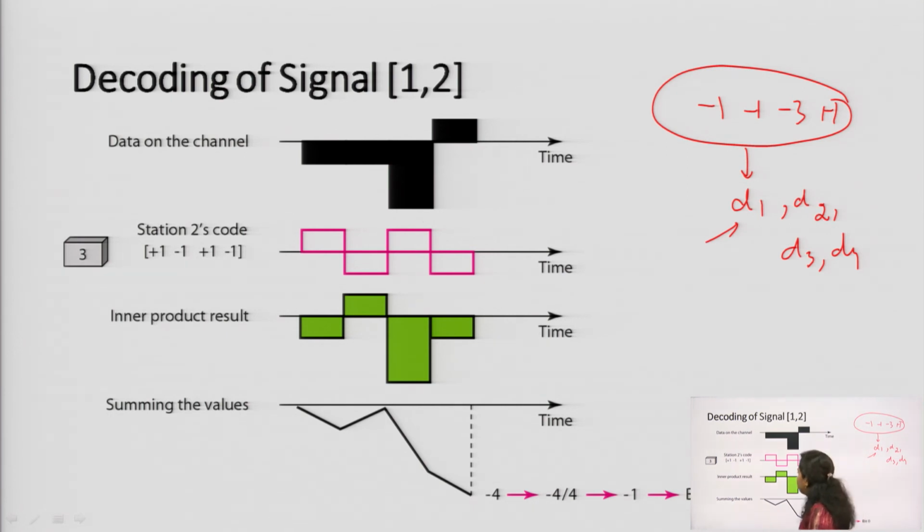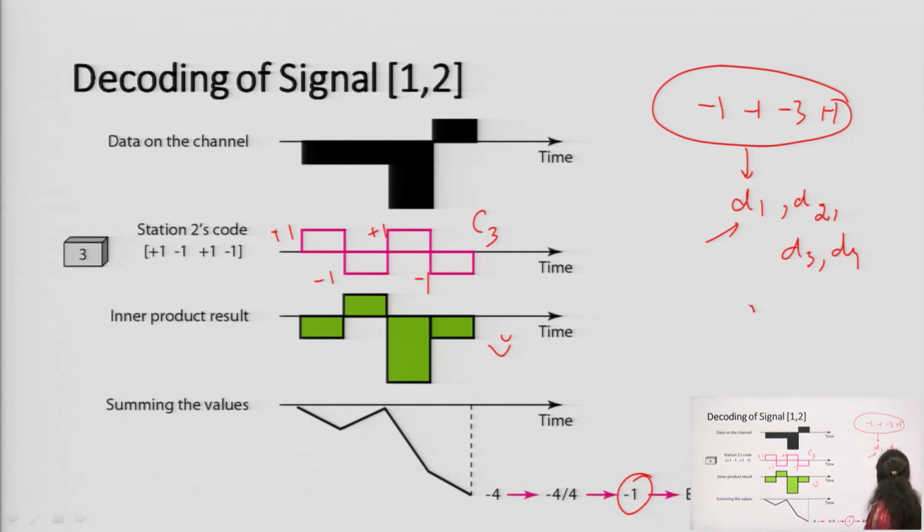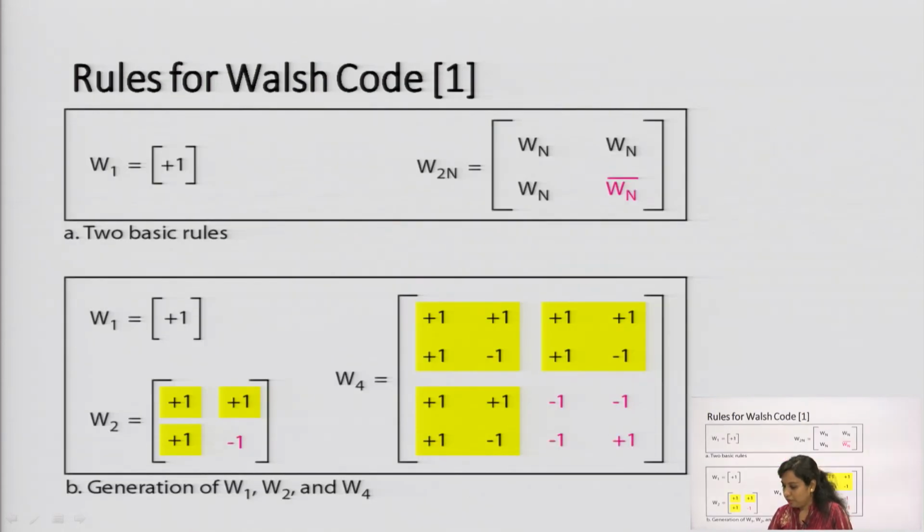You can see that this is the station's second code, this is plus 1, this is minus 1, plus 1 and minus 1. This is the C3 code, and the inner product result is denoted by this one. When you multiply this signal by this signal and sum up together, you get this signal. So you can find minus 1, which is D3, equivalent to minus 1. So this is the bit 0. You can find this for the particular channel. This is how the decoding will be performed.